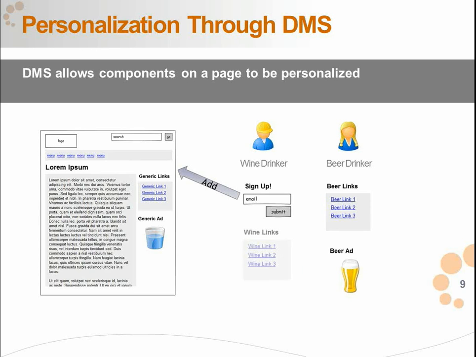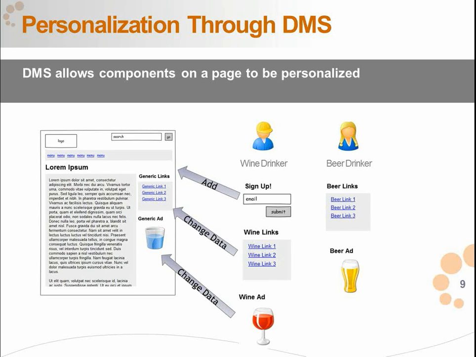And likewise, we want to change that set of links to wine relevant links. We want to change that ad as well to a particular wine ad. Okay, so that was just a little bit of an explanation about how you can personalize through DMS. So let's have a look at how it works.